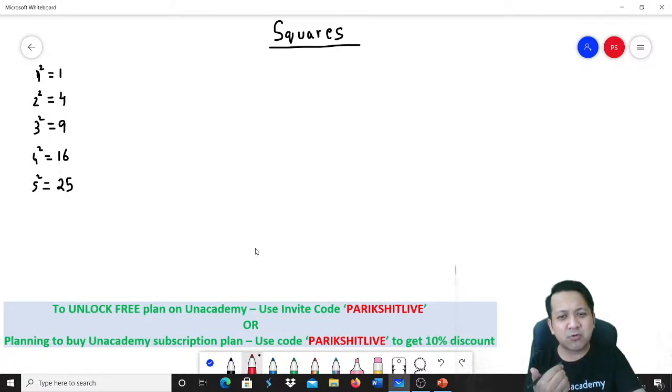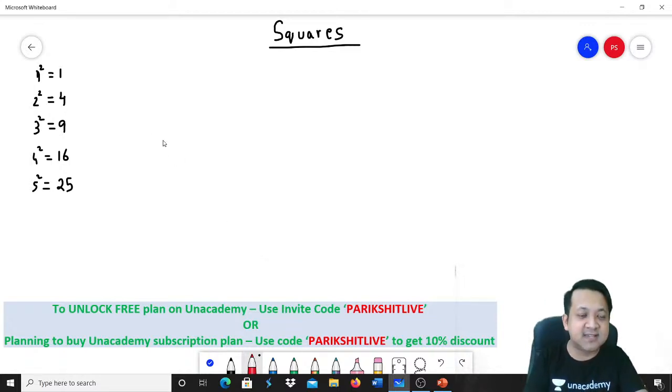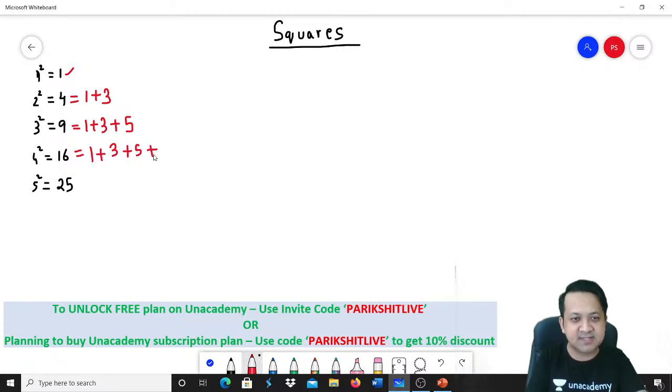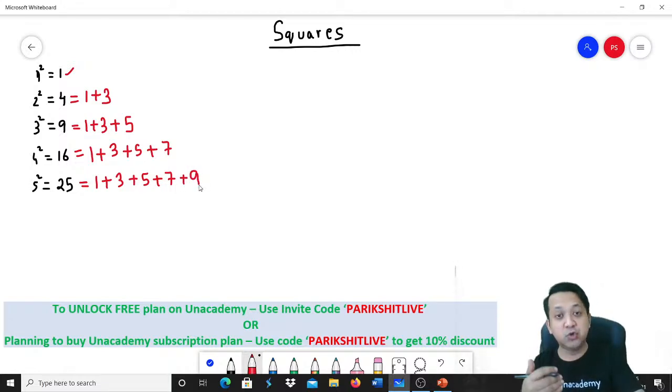What are squares? I would rather want you to visualize squares as sum of consecutive odd numbers. So what is 1? 1 is the sum of the first odd number, which is 1. What is 4? 4 is nothing but the sum of the first two odd numbers, which is 1 plus 3. What is 3 square? Sum of the first three odd numbers: 1 plus 3 plus 5. What is 16? 1 plus 3 plus 5 plus 7, sum of the first four consecutive odd numbers. And then 25, which is 5 square, is the sum of the first 5 consecutive odd numbers. That's how you need to look at squares.